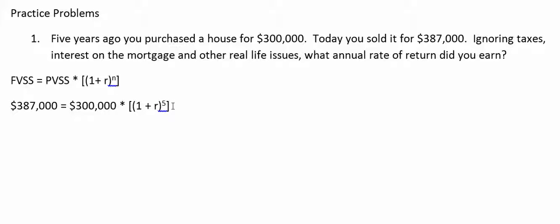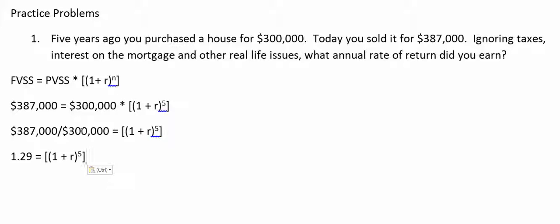So I'll type that out. 387,000 divided by 300,000 equals, and I'm just going to copy this. So 387 divided by 300 gives me 1.29. And it's equal to 1 plus r to the power of 5. Again, it would actually be pretty easy just to use basic math to solve for r, but you don't need to because you have the interest factor tables.